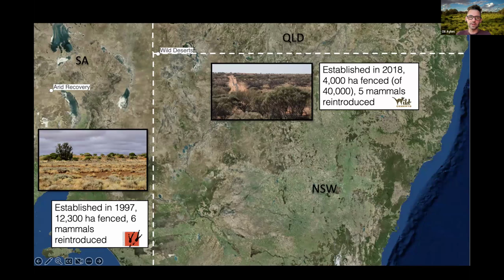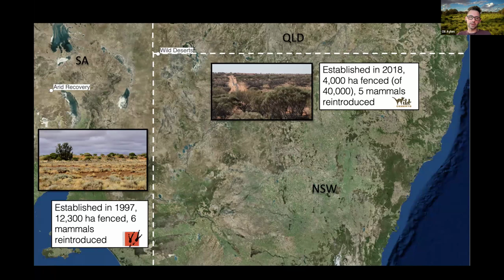It's a bit of a busy map, but essentially these white lines are the state borders. So you have Queensland up here and New South Wales here. If you're not familiar with Australia, sorry, I should have put a whole map of Australia up. It's the bottom right-hand corner of New South Wales, and where you have the 3 states joined, South Australia, Queensland, and New South Wales, in the corner there, we have Wild Deserts. This was established in 2018. It's a partnership with the New South Wales government and the University of New South Wales, where I'm a PhD student. And this is 4,000 hectares, and we have 5, I think that's now actually up to 7 reintroduced mammals just this year.